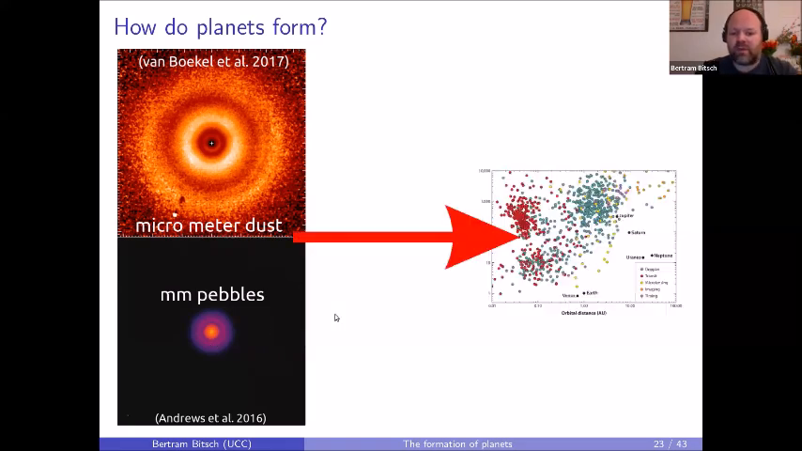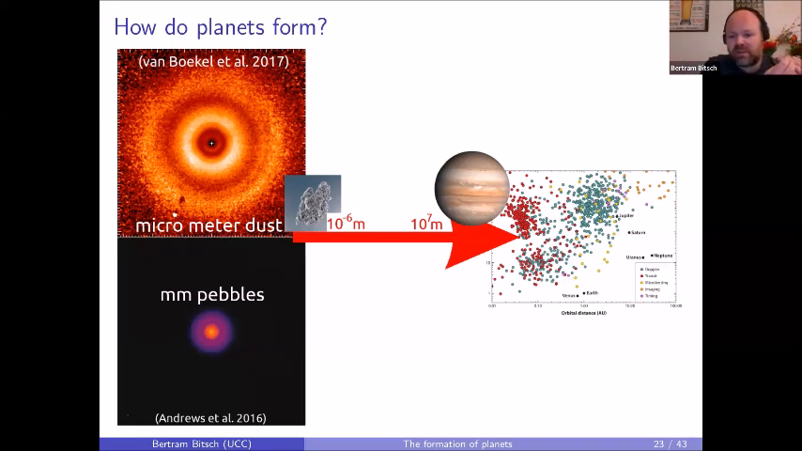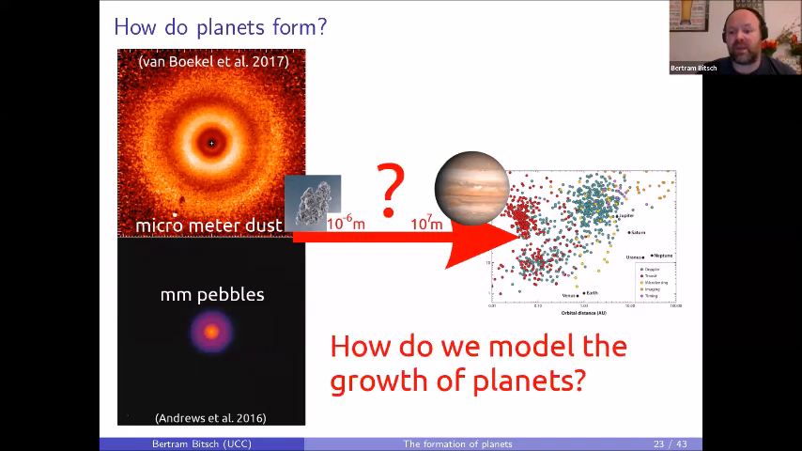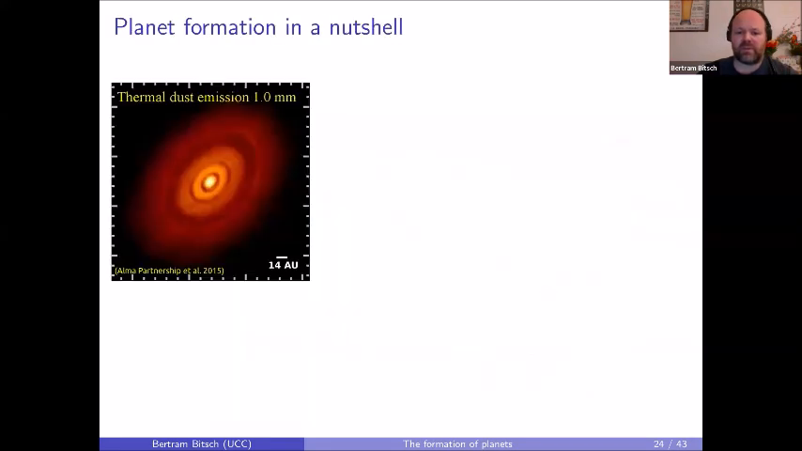So how do we put this together? Well, we have our dust grains in the protoplanetary disk, and we can observe the exoplanets as the end product of planet formation. This means we have to go over 13 orders of magnitude in size, from the small micrometer-sized dust grains all the way to the giant planets. And this, of course, means we have to model this growth of the planets. This is what I would like to talk to you a little bit about. So how do we model the growth of these planets?